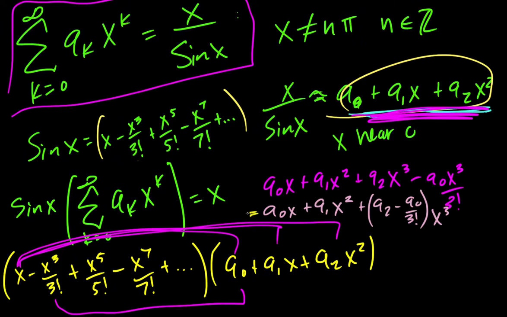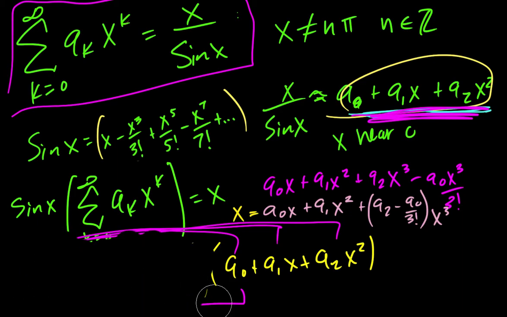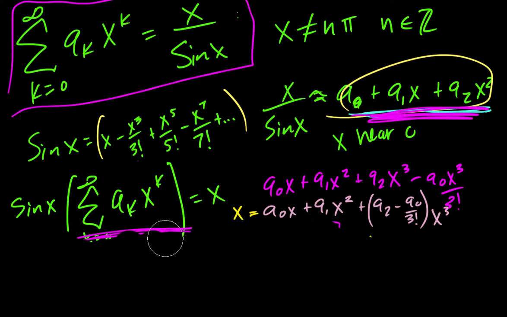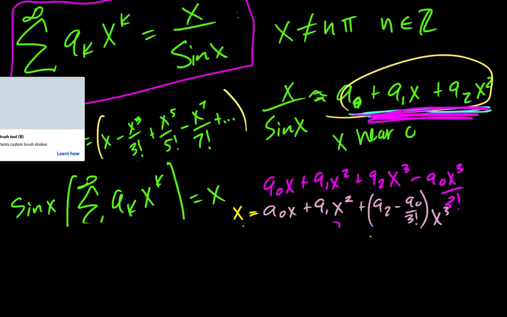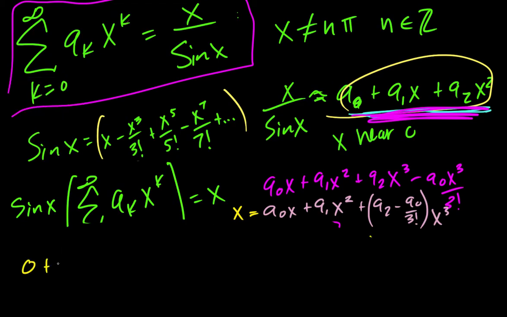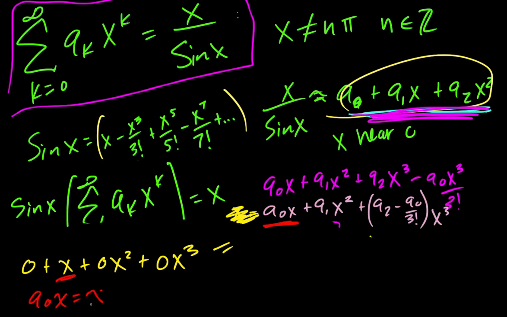Now remember, this entire thing is equal to x, and sometimes it's hard to remember that we could rewrite x as 0 plus x plus 0x squared plus 0x cubed. And so we're going to think of it like that, and set these coefficients equal to each other. So a naught x equals x, and then we're going to set this equal to this.